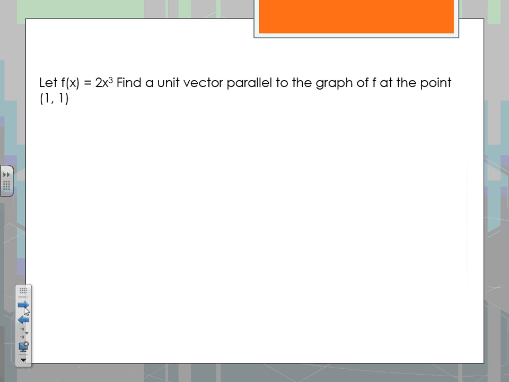Okay? All right, here's where we get to some calculus. Woo. No, I was happy where we were. Find a unit vector parallel to the graph of f at the point 1, 1. Hold on, what do we need? The slope. The slope of the tangent line. And how do we find the slope of the tangent line? Well, it's 6. Yeah, we know it.